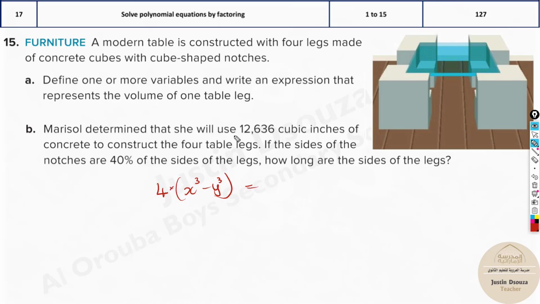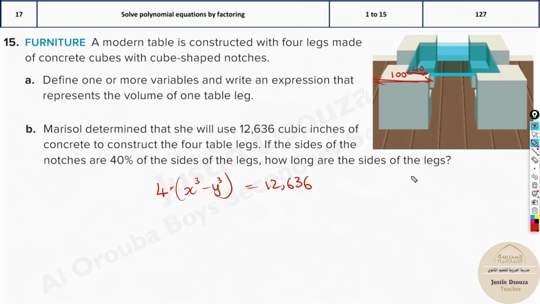Okay, so the volume is given to us as 12,636. They have clearly mentioned it over here for all the 4 legs. But the problem is we have two separate variables, so we cannot solve this. But they have told us the sides of the notches are just 40% of the total. See, if this is 100 units, the side of the notch is 40 units. So basically, if this is 1, it's 0.4 over there.